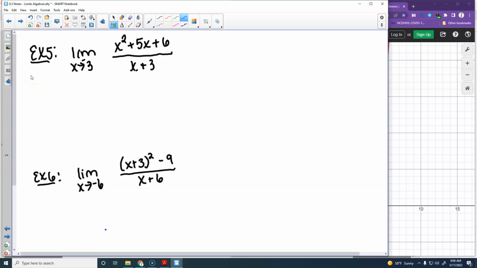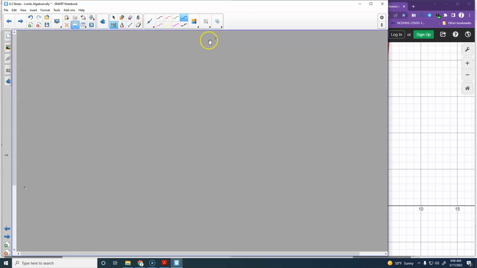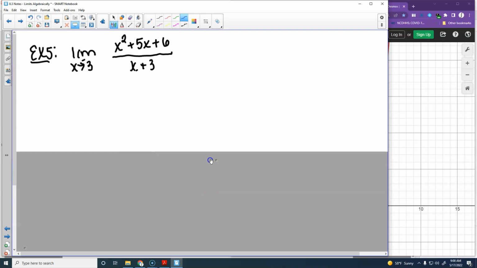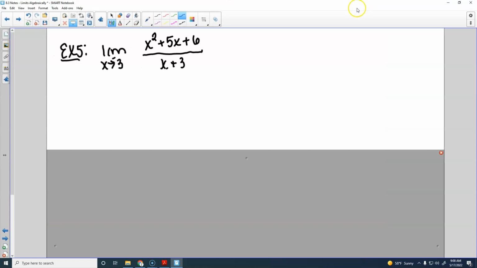All right, let's try another one. So we've got the limit as x approaches negative 3 of x squared plus 5x plus 6 over x to the third, x plus 3.